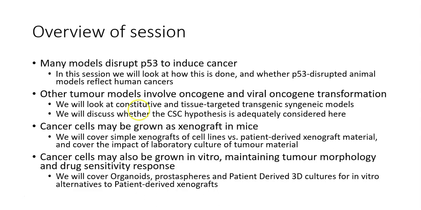I'm going to start off looking at models that focus on p53 and how p53 can be disrupted to induce cancer, particularly in experimental mice, and we'll look at whether these represent good models of human cancer. We'll then look at other tumour models where we use oncogenes and viral oncogenes to transform cells to turn them cancerous, and we can do this by looking at mouse models. So constitutive expression of oncogenes and viral oncogenes in mice will make cancer-prone mice.